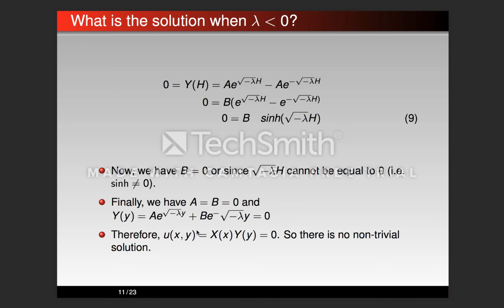Therefore, the solution to the original problem is equal to 0. So there is no non-trivial solutions. So it is impossible to find the value of lambda in this case.